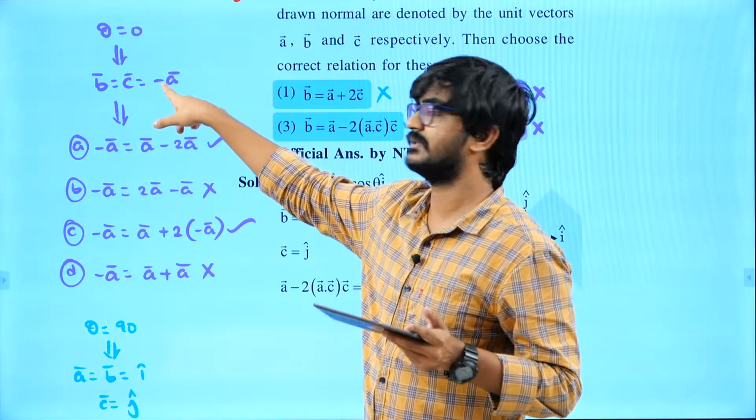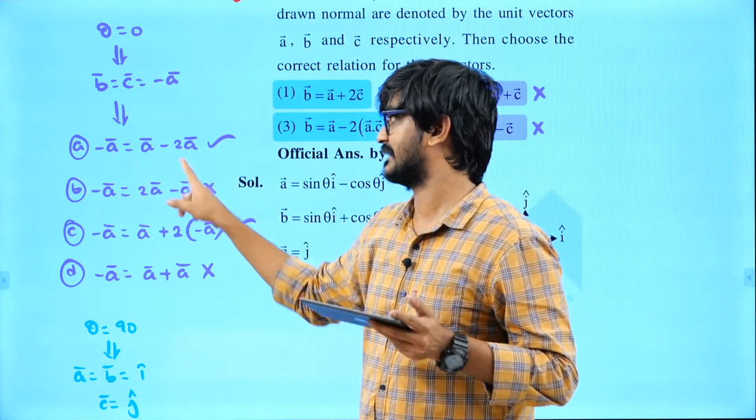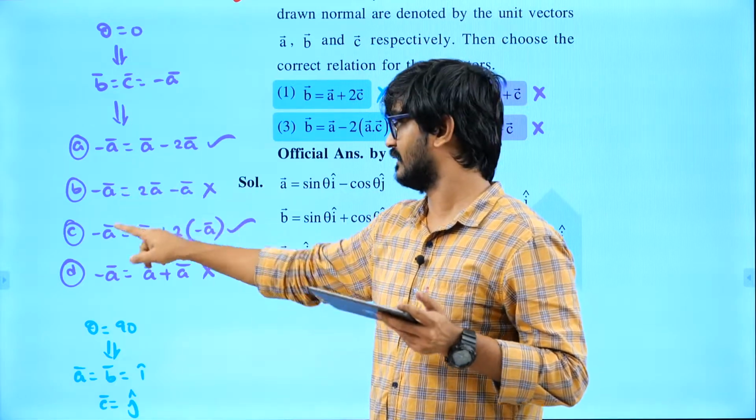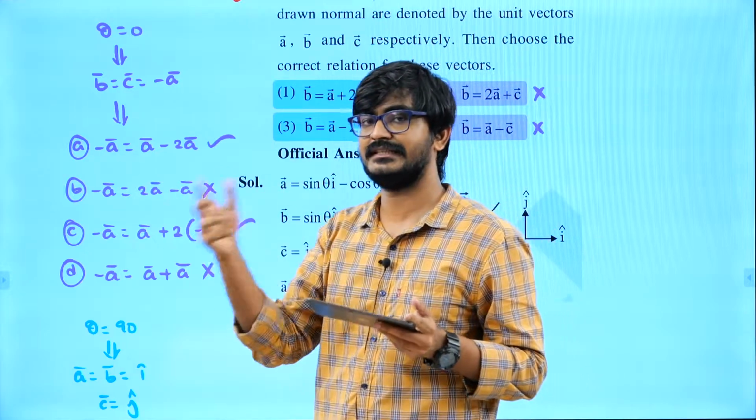2C bar is 2 times of minus A bar. So this will be giving you minus A bar equal to minus A bar. Left hand side and right hand side will be equal. Here it won't be equal. So I can eliminate these two options by seeing what will happen when theta equal to 0.